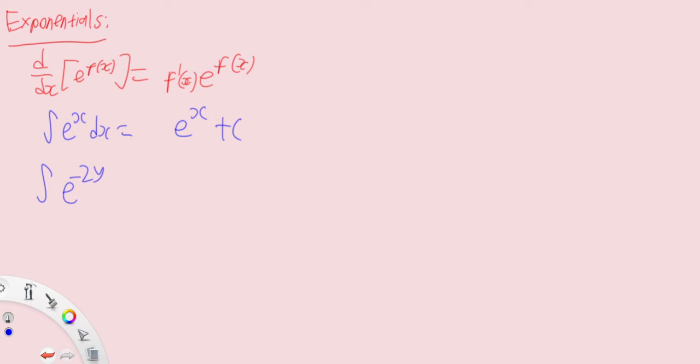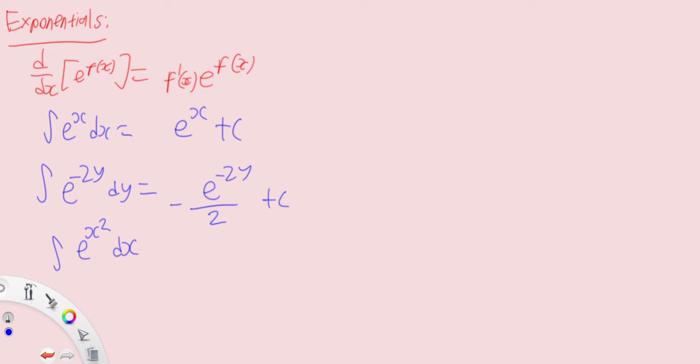Moving on, another example, to change it up a bit. E to the power of minus 2y with respect to y. Similarly, I get back the original function, e to the power of minus 2y. I divide by the derivative inside, so divide by minus 2, and I get back minus e to the power of minus 2y over 2 plus c. However, similar to our algebra, you are not allowed to introduce any new terms.